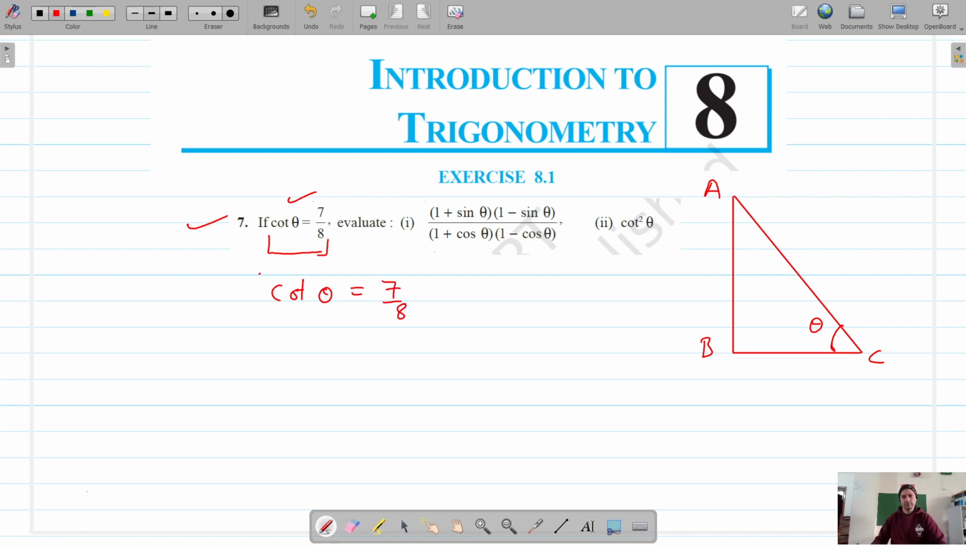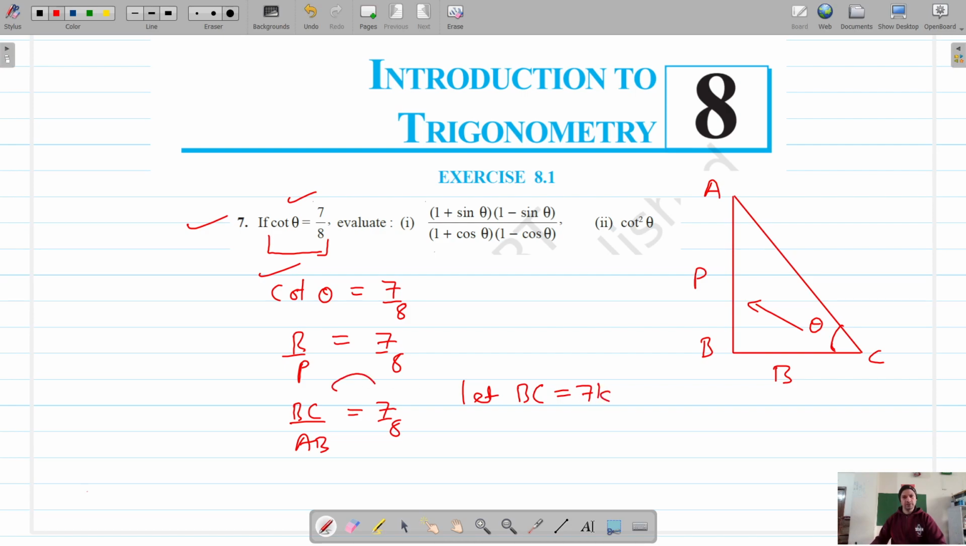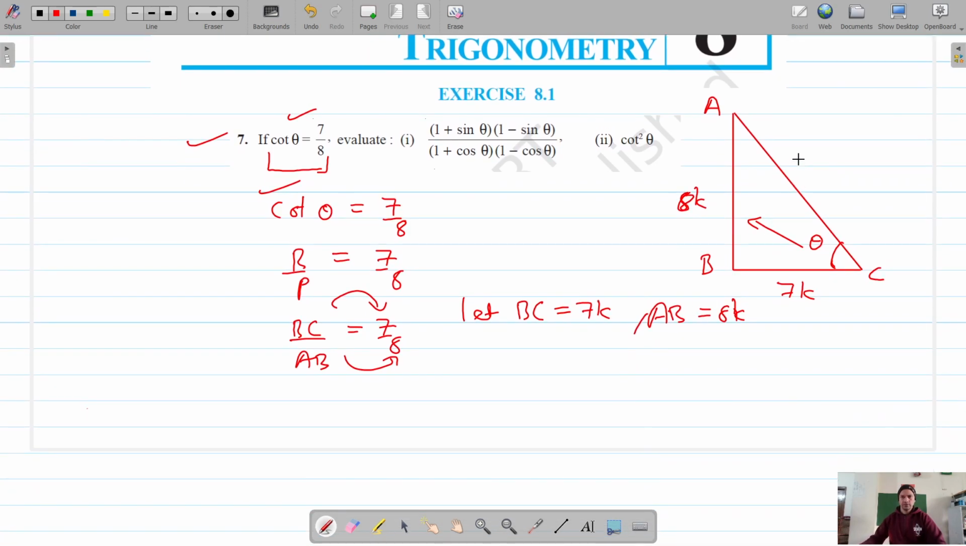its cos theta is equal to 7/8, and we know that cos is the ratio of base to hypotenuse. With respect to theta, base is BC and perpendicular is AB. So this is our base, and opposite to this is perpendicular. Let's say BC is 7k and AB is equal to 8k, and we have to find AC.